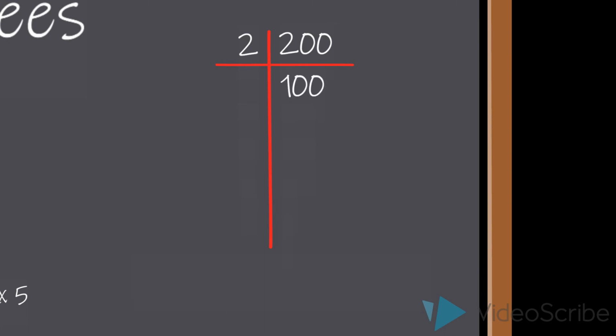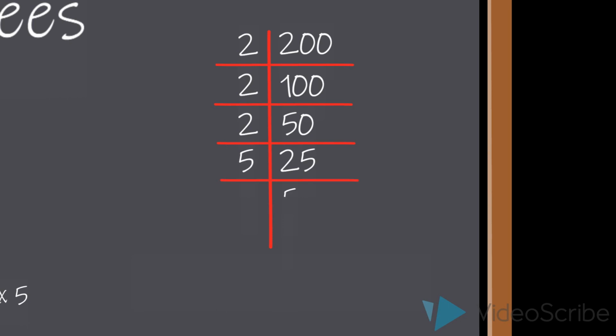Now we test our new number, 100, to find the smallest prime number that can go into it. 2 can also divide into 100. What prime number can now divide into 50? 2 can go into 50 also. Can 2 go into 25? No. Well, let's check our next prime number. Can 3 go into 25? Nope. Can 5 go into 25? Yes.